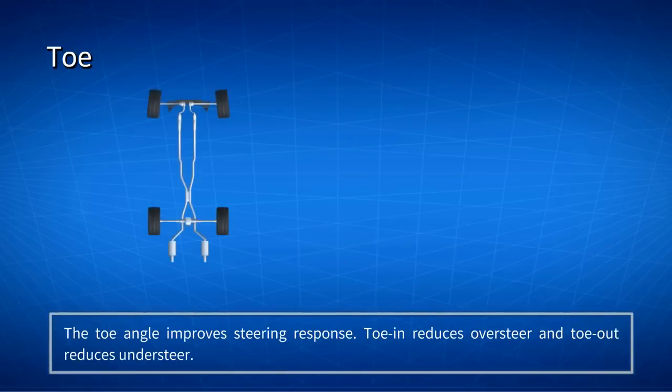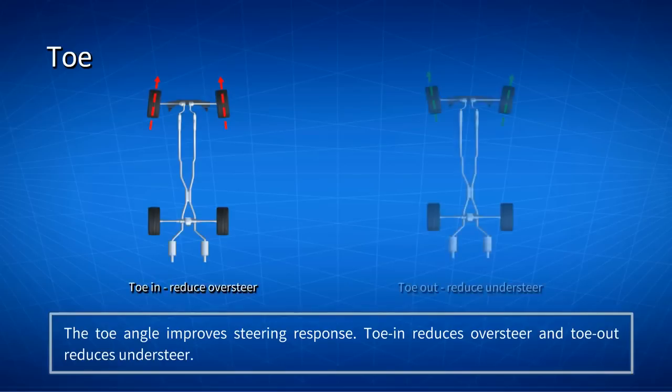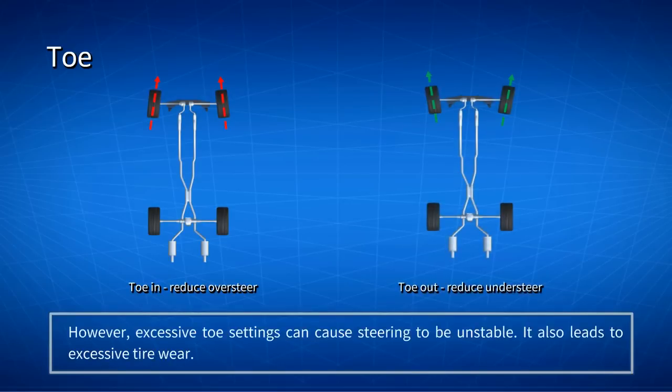The toe angle improves steering response. Toe-in reduces oversteer, and toe-out reduces understeer. However, excessive toe settings can cause steering to be unstable. It also leads to excessive tire wear.